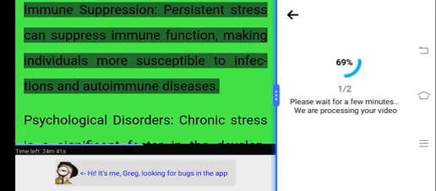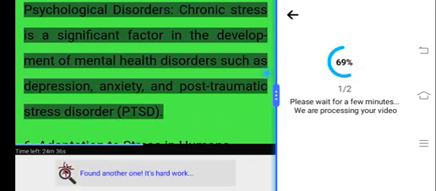Immune suppression. Persistent stress can suppress immune function, making individuals more susceptible to infections and autoimmune diseases. Psychological disorders. Chronic stress is a significant factor in the development of mental health disorders such as depression, anxiety, and post-traumatic stress disorder (PTSD).